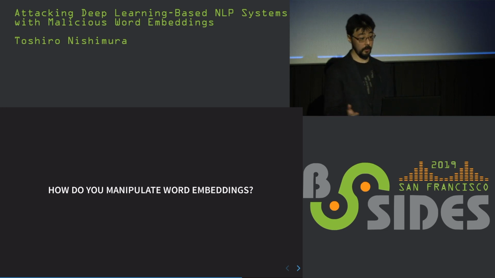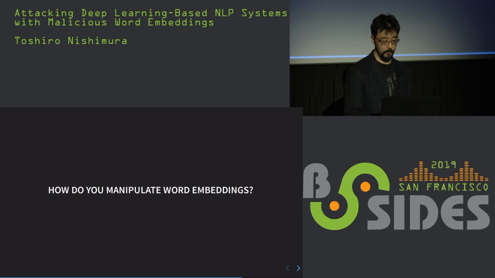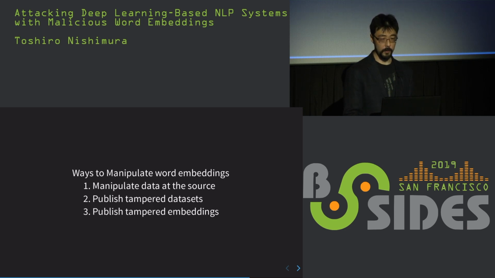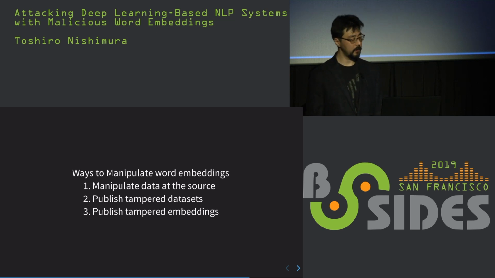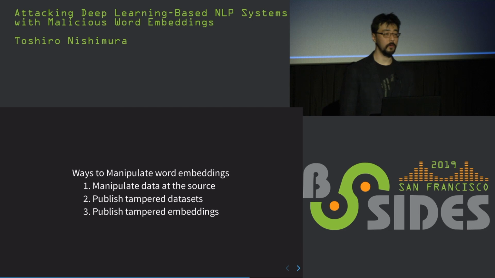So how do you manipulate word embeddings? We just assume that we have complete control over it. And there's 3 simple ways I can think of, and there's probably more that people can think of. Number 1, I've already mentioned, is to manipulate data at the source. Second is to publish a tampered data set. And the third is to publish a tampered pre-trained embedding, which contains everything.